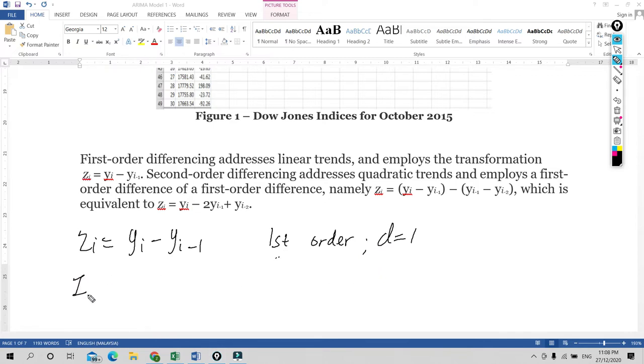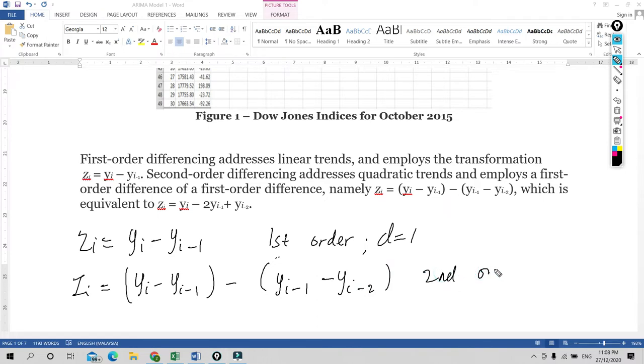So Z sub i becomes, you just do a differencing again. This is the first order. The second order becomes Y sub i minus Y sub i minus 1, the first one, minus, here becomes Y sub i minus 1 minus Y sub i minus 2. This is known as second order differencing, where D is equal to 2.